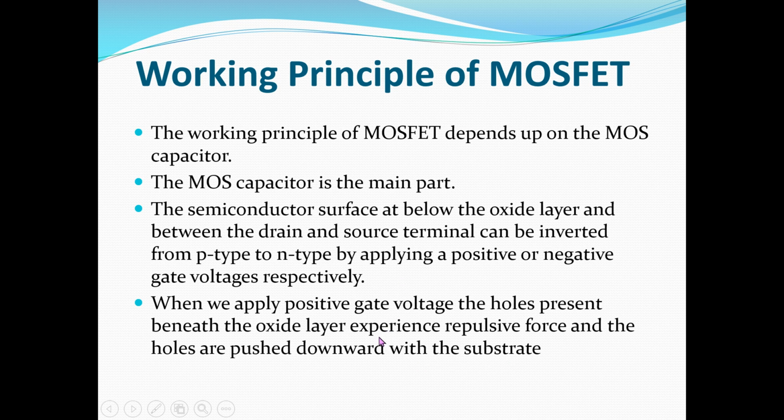Why have these holes been pushed downward? Because we know that holes act as positive charges, and the positive gate voltage is applied. Whenever positive voltage is applied and the positive charges come in contact, definitely a repulsion takes place beneath the gate surface, at the oxide layer. Because of that, there will be a huge repulsive force whenever you increase the positive gate voltage. That repulsive force will pull the holes downward into the substrate. So that's what happens over here.